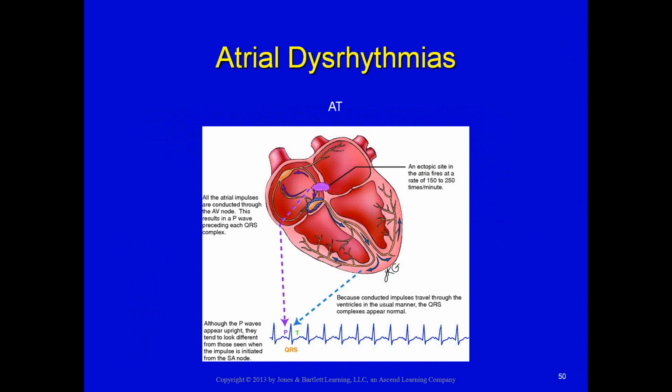So here is a rhythm down below that talks about an ectopic site firing anywhere between 150 and 250 a minute. And you can see P waves in here in this tachycardic rhythm, so you know it's coming from the atrium. But if it gets going too fast, as you'll see, we won't be able to see P's or T's, and we're not going to be sure which is which.